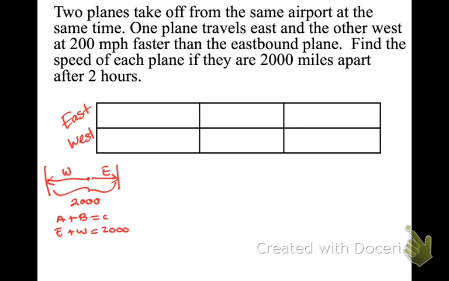They mentioned the word time. Miles is a distance. Miles per hour is a rate. This is rate, time, and distance, so we have to use that formula: rate times time equals distance. Now what can I fill in the boxes?